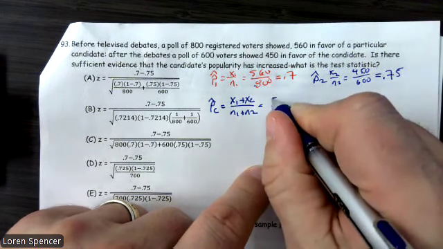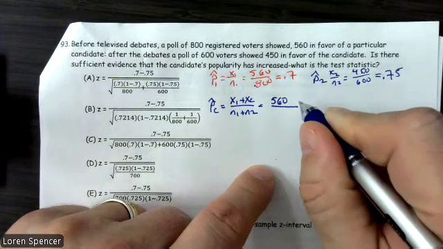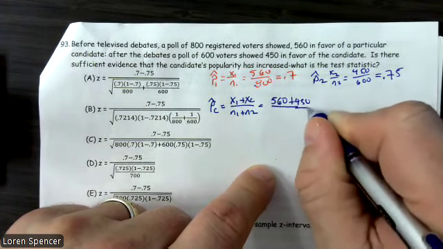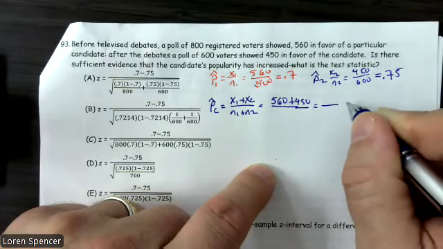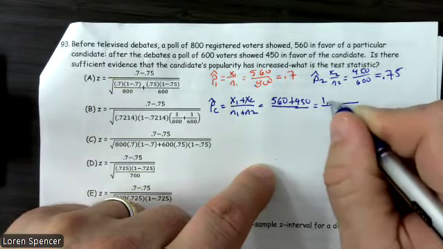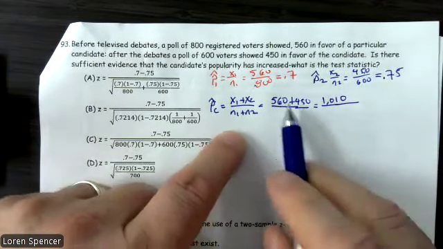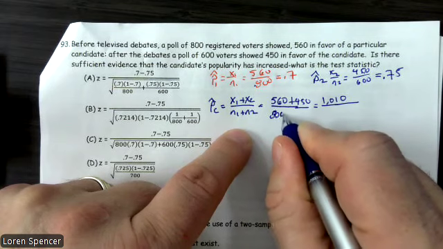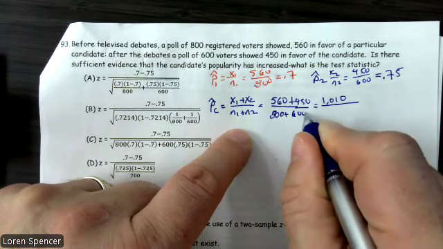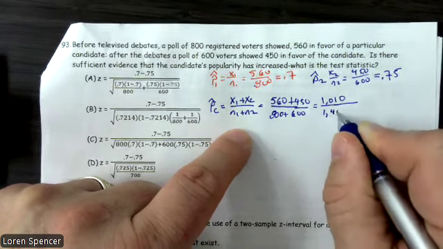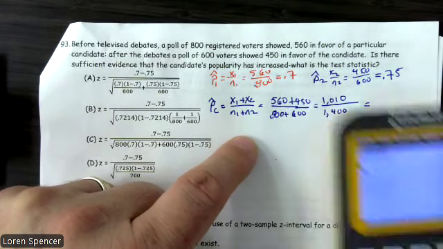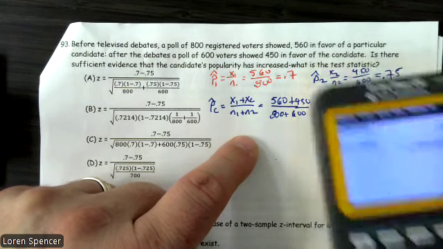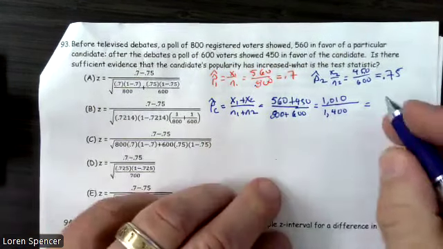Let me try it again. 560 plus 450 equals 1010. And then we have in the denominator 800 plus 600, which is 1400. When I divide that out, 1010 divided by 1400, I end up getting 0.7214.